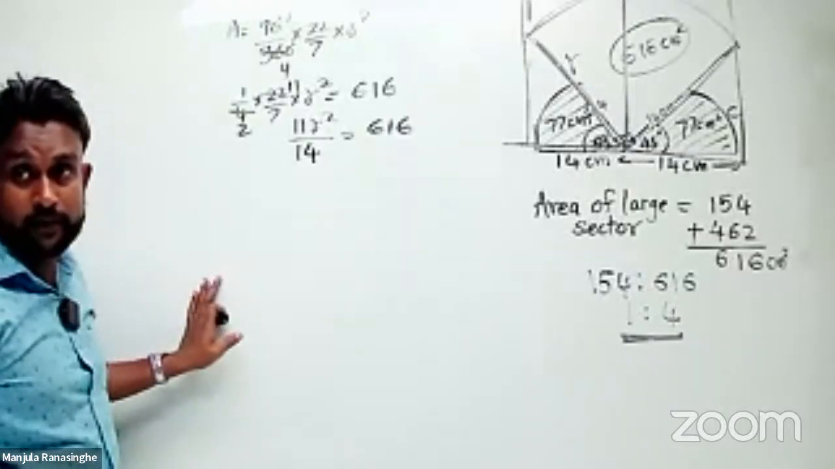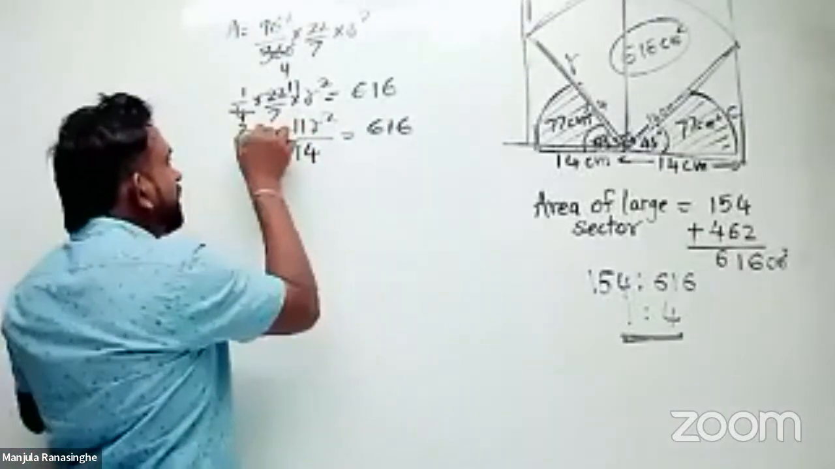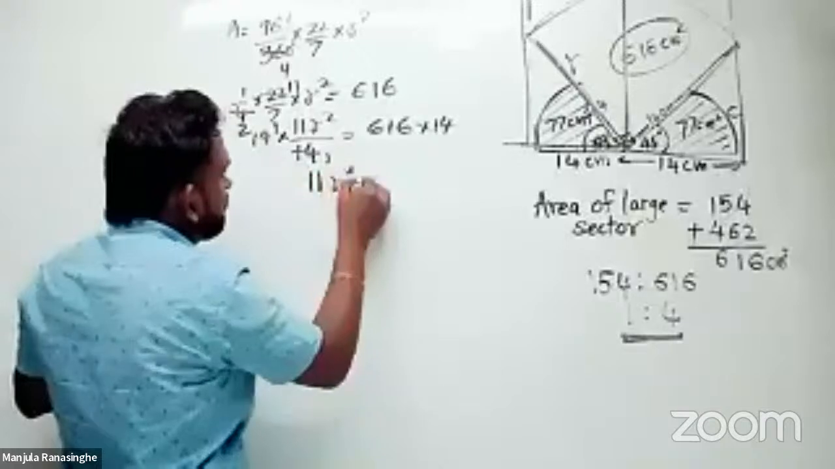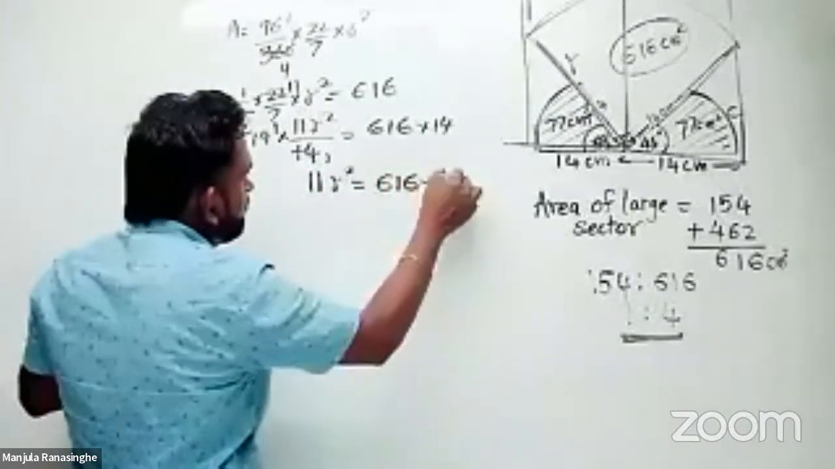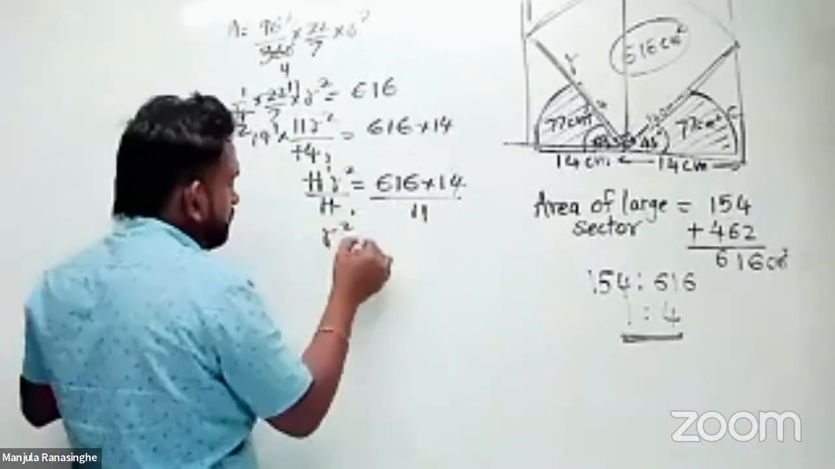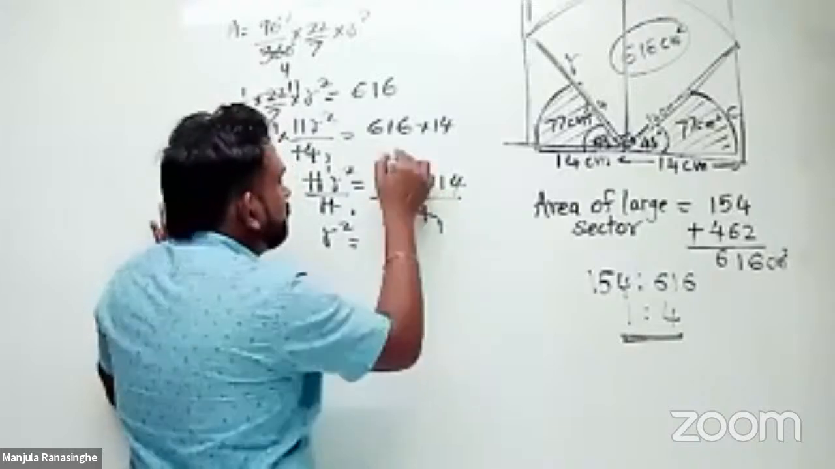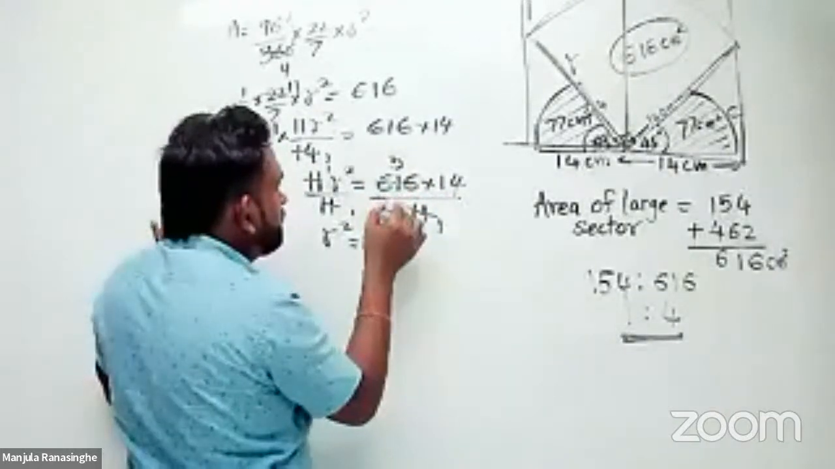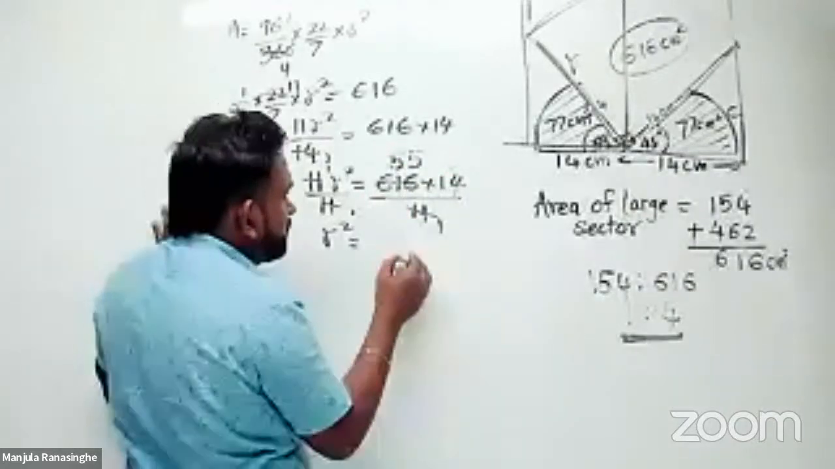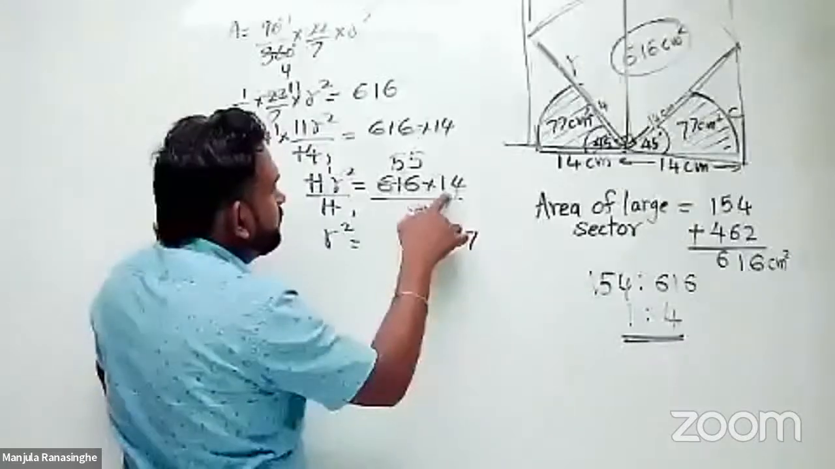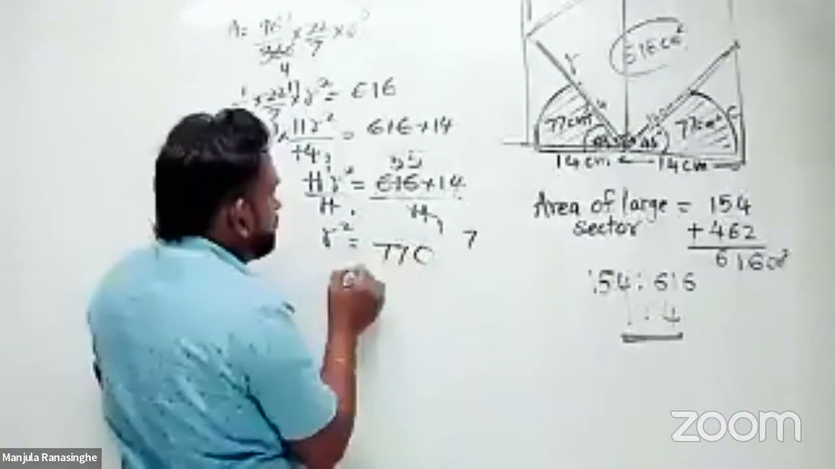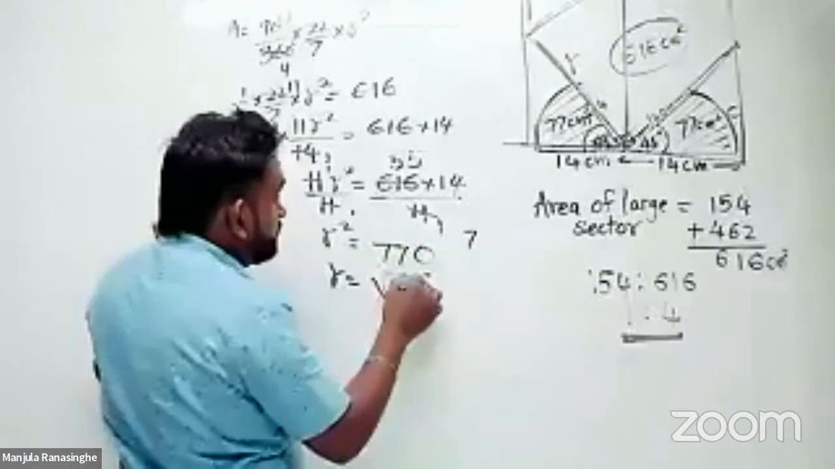Okay, fine. Now I cross multiply. I multiply by 14 both sides. 14 cancelled. Then 11 r squared equals 616 into 14. Then I divide by 11 both sides. Then r squared equals 616 upon 11, which is 56, into 14. 14 into 5 is 70 plus 7, 77.